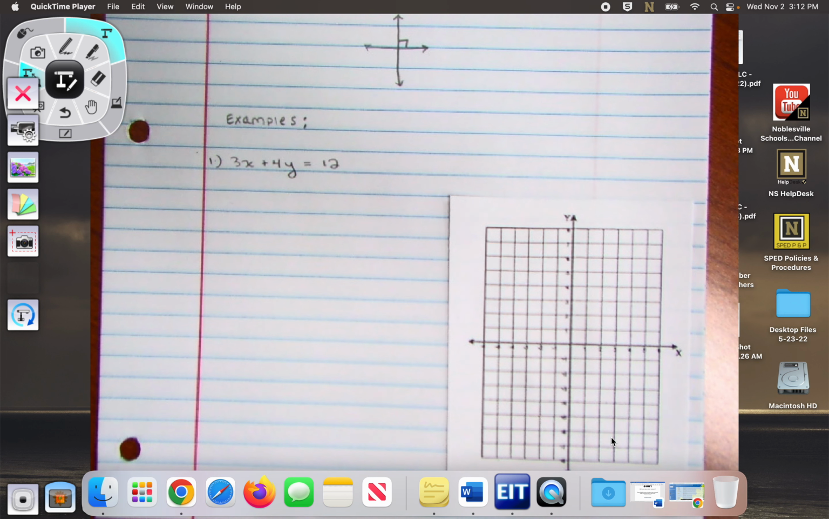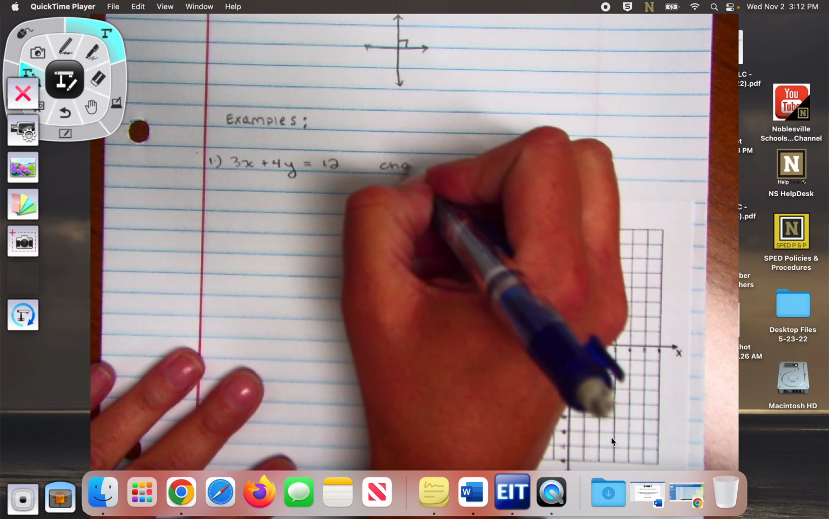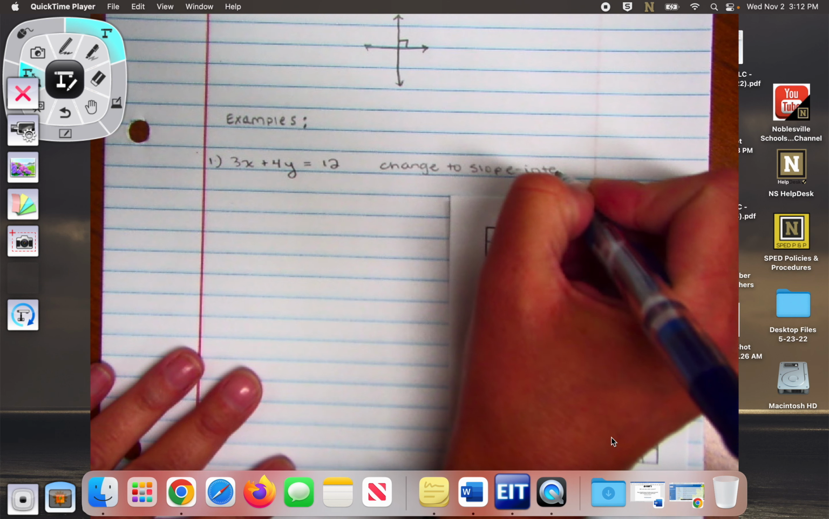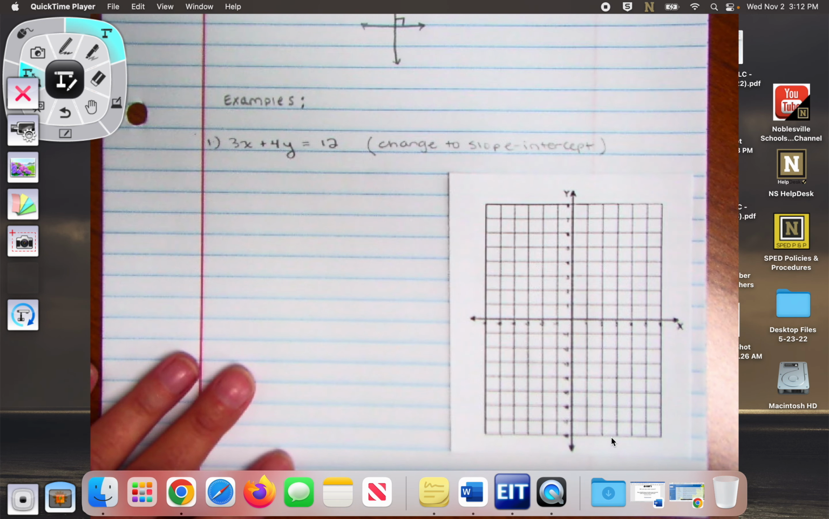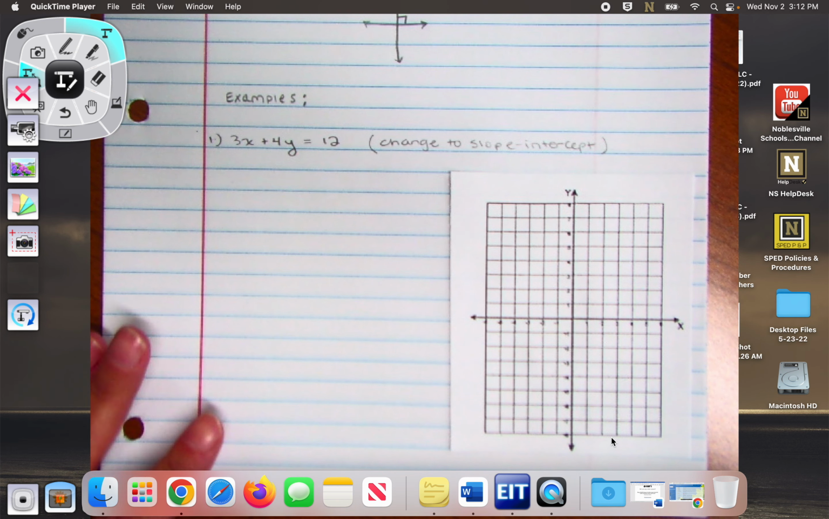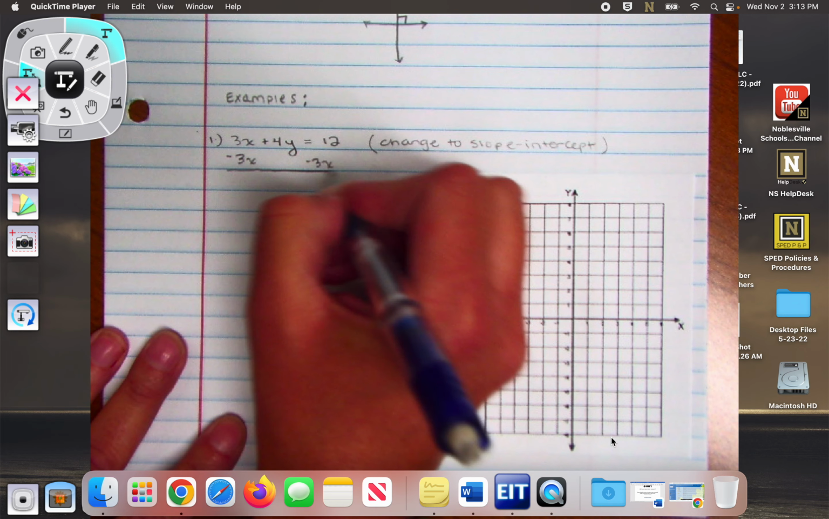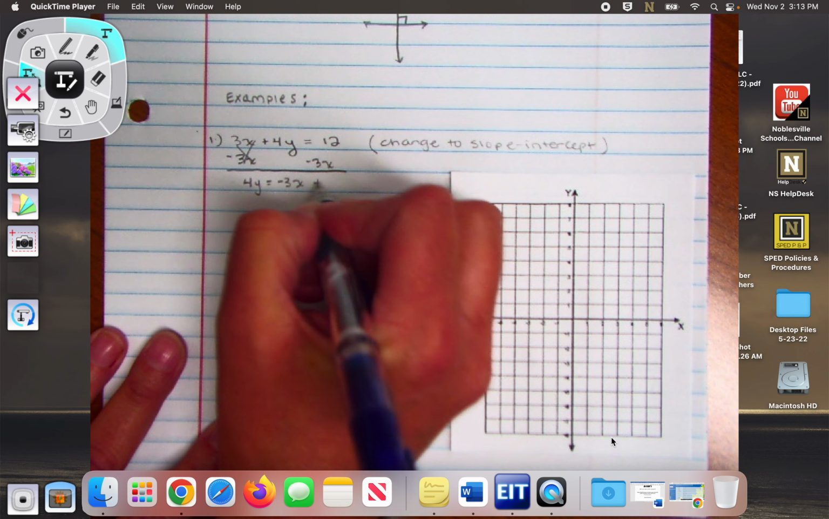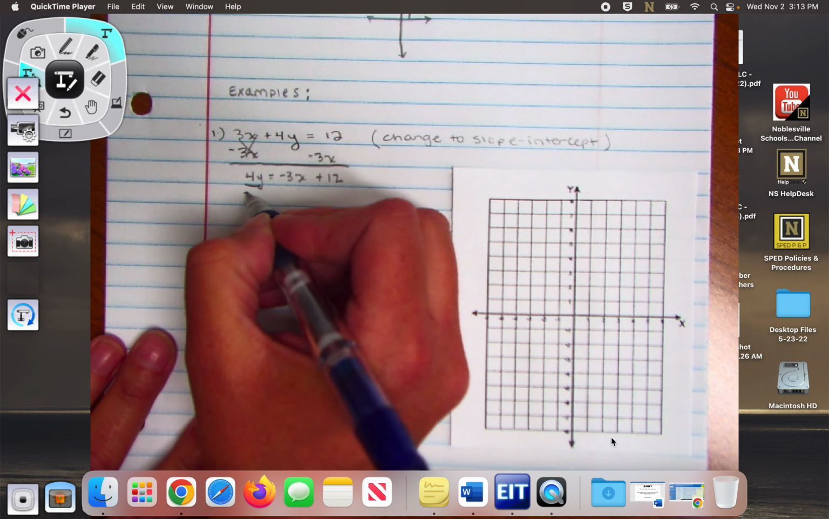When the equation is given in standard form, the first thing you have to do is change it into slope-intercept so that you can graph it. Remember, when you have it in slope-intercept, you have the slope and the y-intercept, and that's really easy to graph. So just like you practiced yesterday, you would subtract the x's to the right side, and then you would get y by itself by dividing by 4.